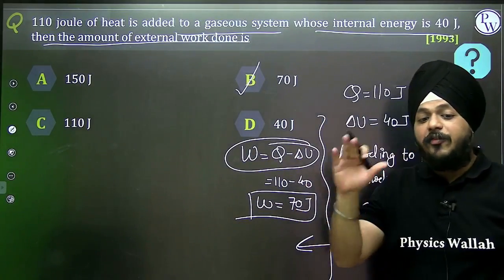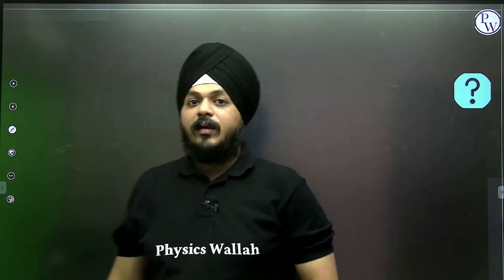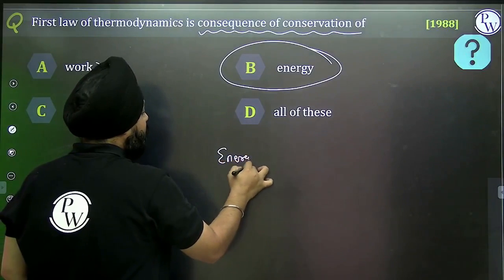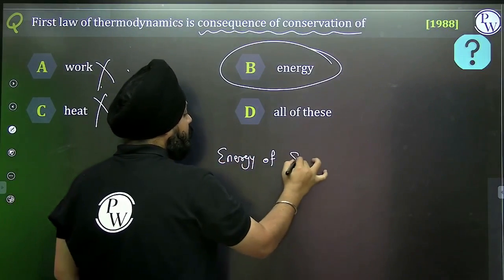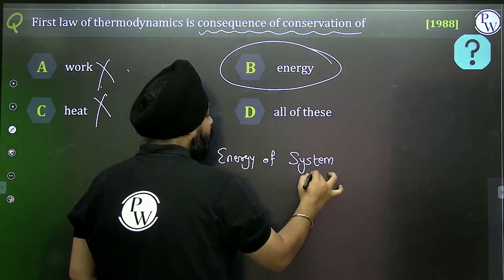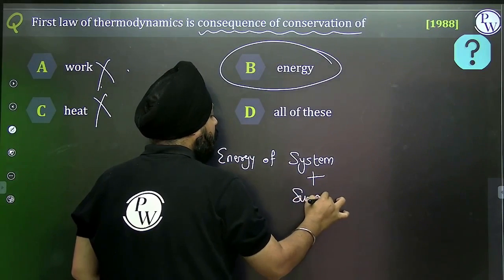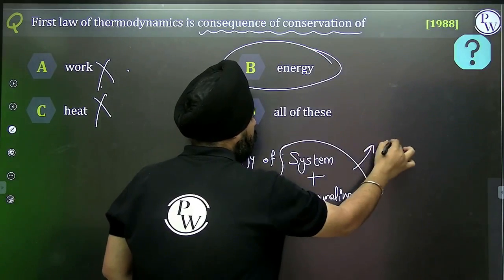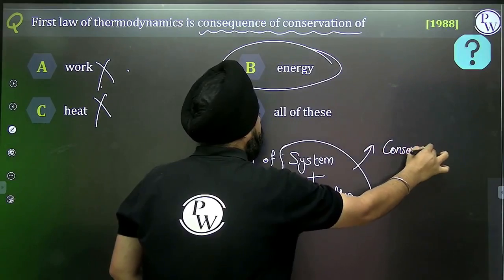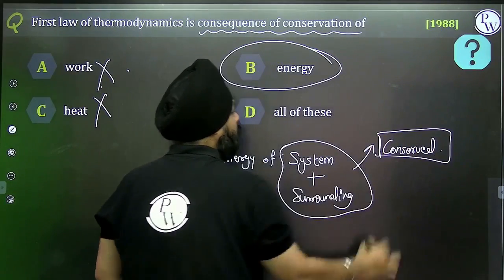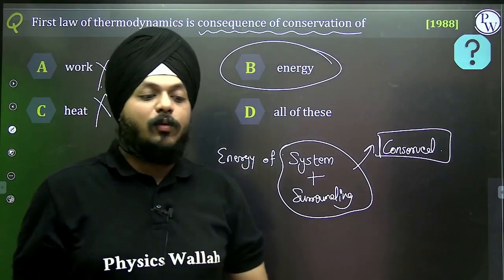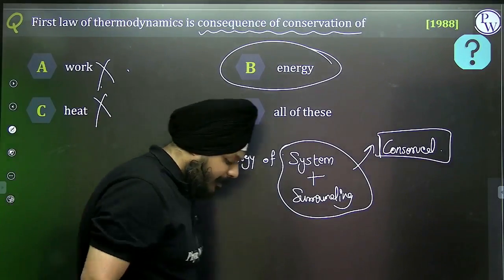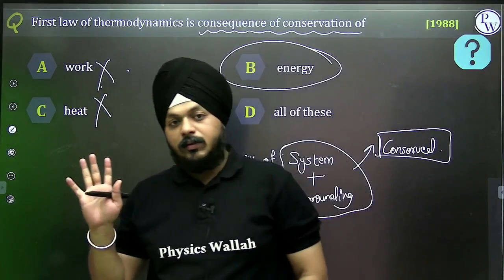We are dealing with different forms of energy. And why is it a consequence? The energy of the system plus surrounding is conserved. Energy of both system plus surrounding is conserved. So that's why it is the consequence of conservation. The first law of thermodynamics is a consequence of the conservation of energy.